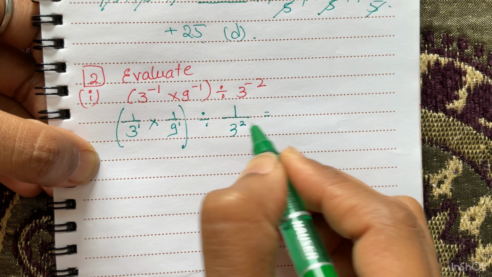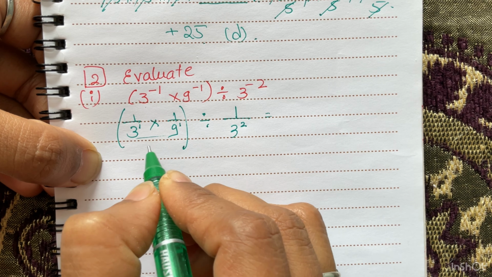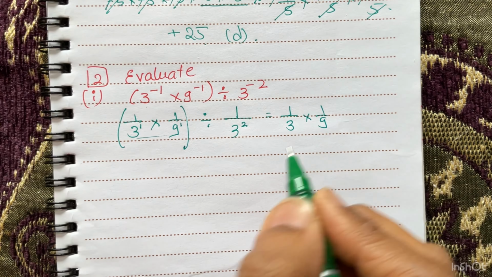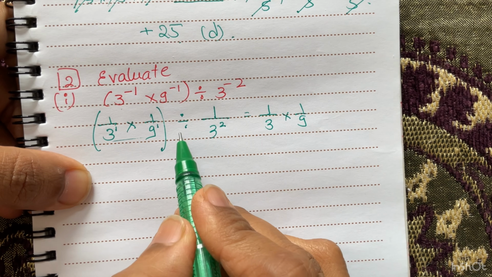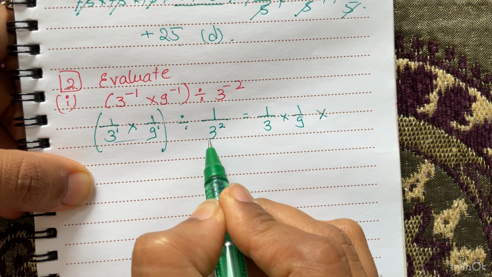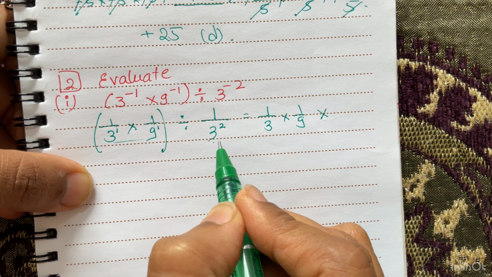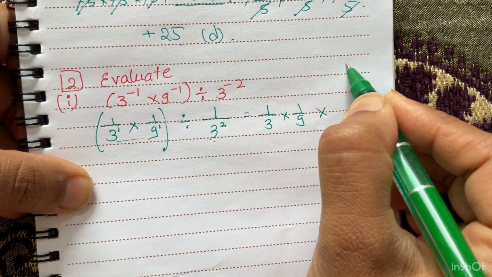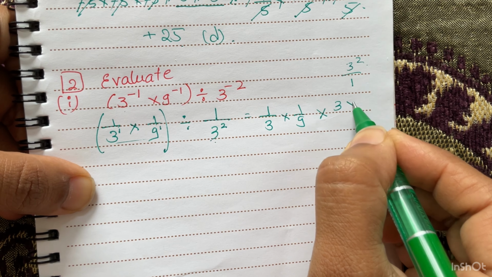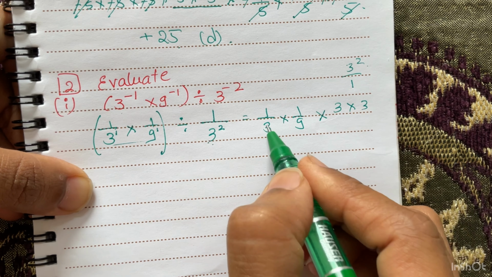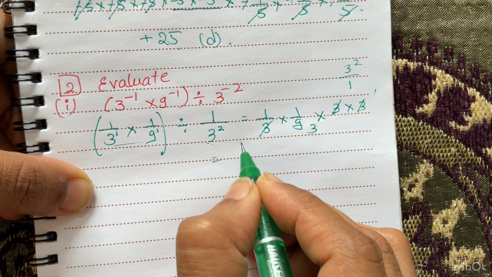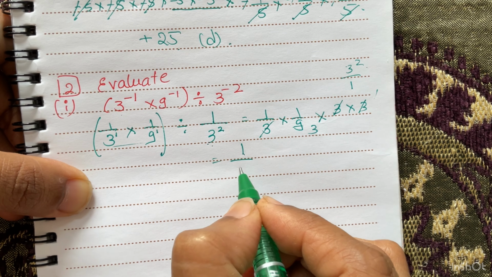Now further, I'll do this multiplication, or we can just leave it like that. 1 by 3 into 1 by 9. Now we will convert this division sign to multiplication. When I do the conversion, we again have to do the reciprocal of that right side number. So now it will become 3 raised to the power 2 divided by 1. Now we write this as 3 into 3, and 1 is not necessary to write. 3 cancels, 3 1s are 3, 3 3s are 9. So what is left in the numerator? We are left with only 1, and in the denominator we are left with only 3.